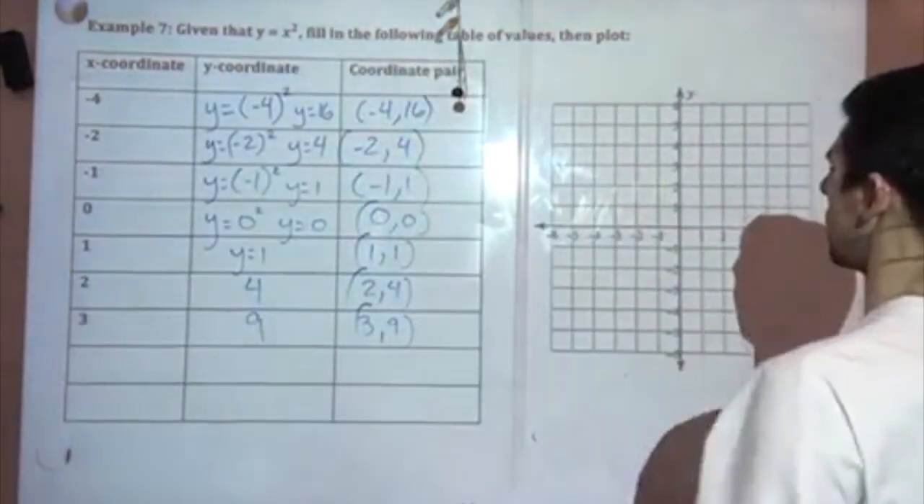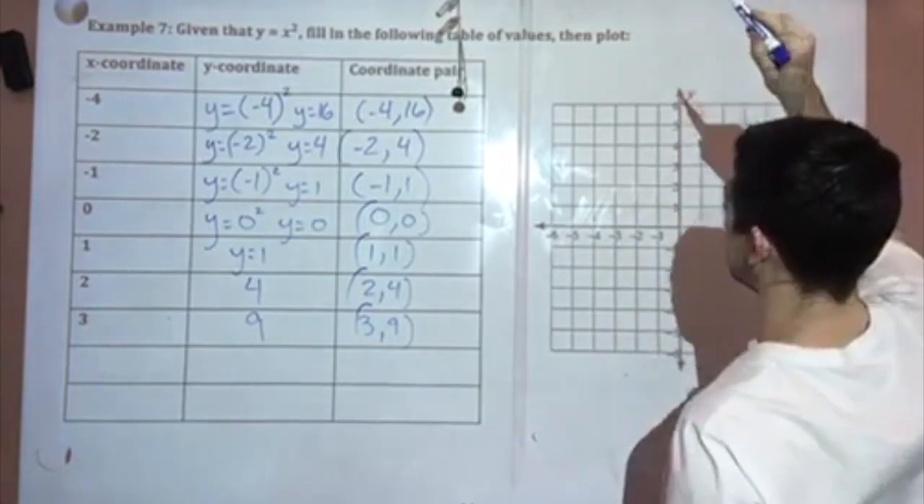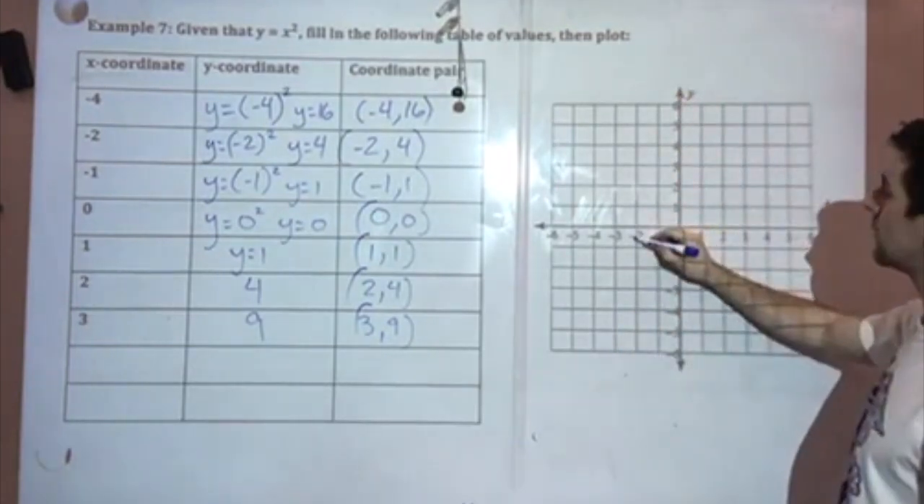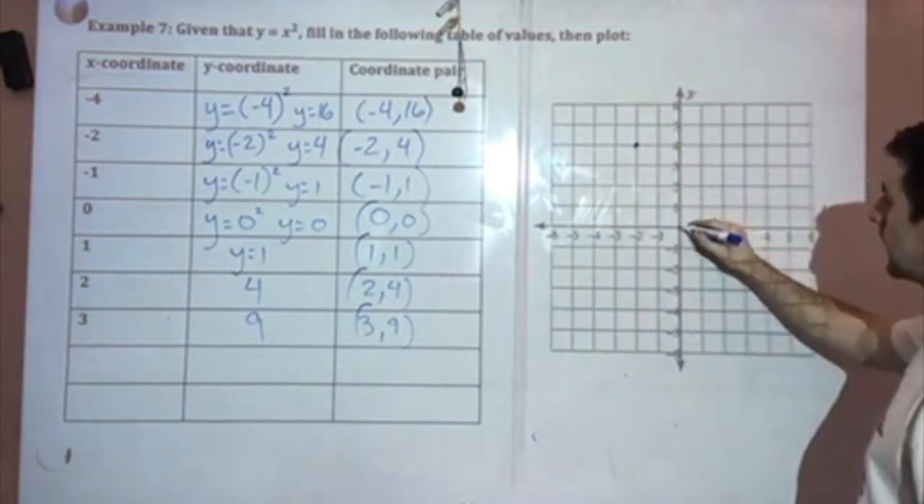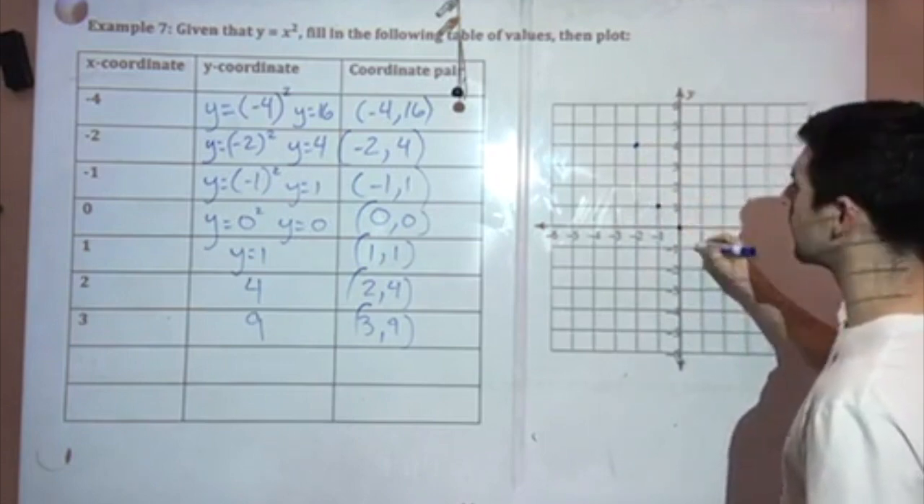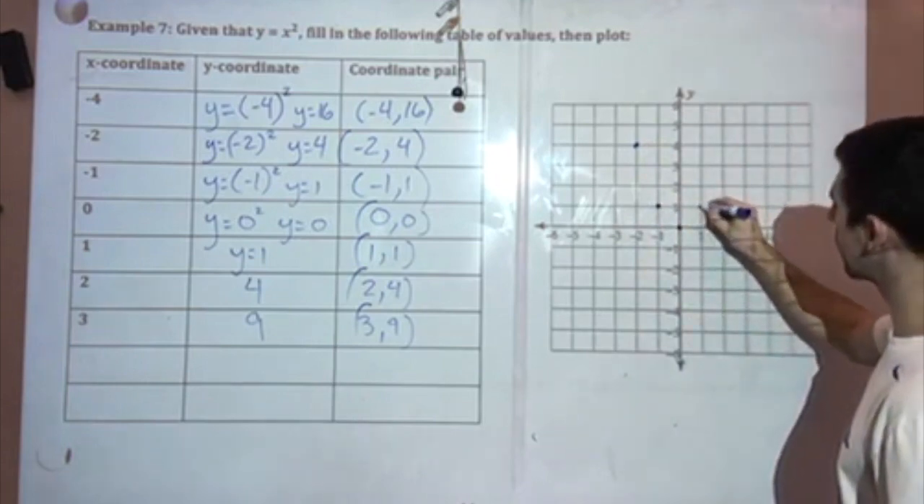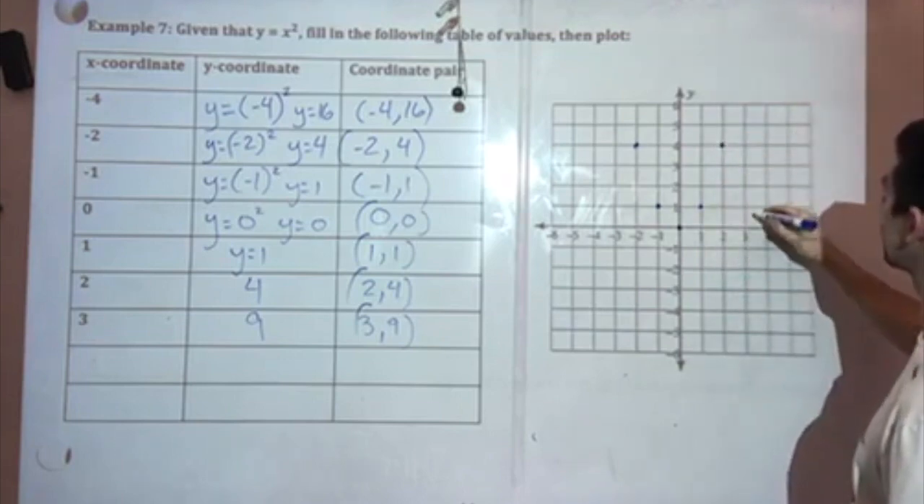First one, I can't plot it on here. If I were to guess, it's (-4, 16). And actually, I can't even jump that high. It'd be way up there. So (-2, 4) will be the first point that I plot. (-1, 1) is right there. (0, 0). (1, 1). (2, 4). And then 3.